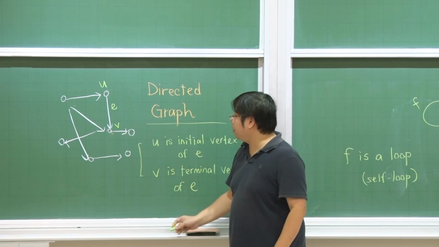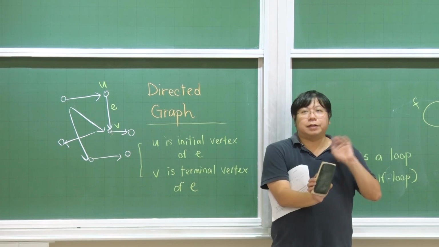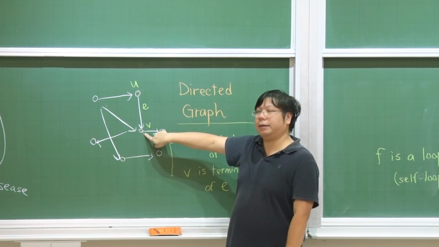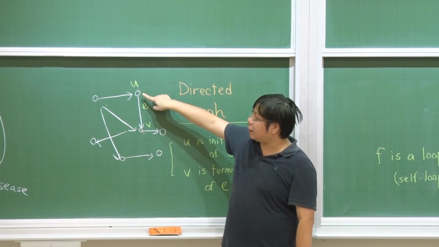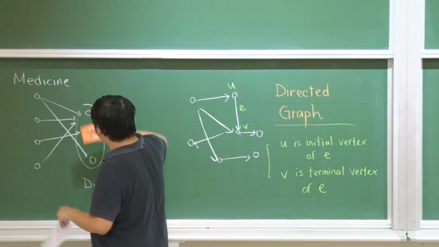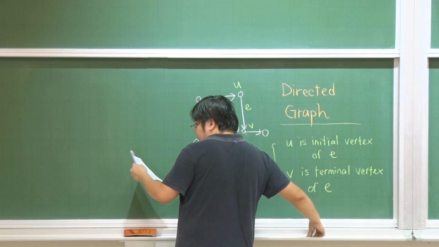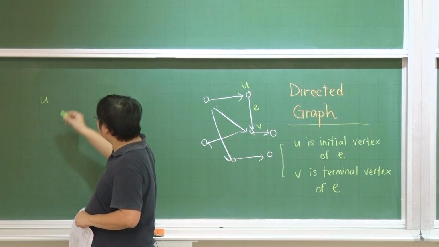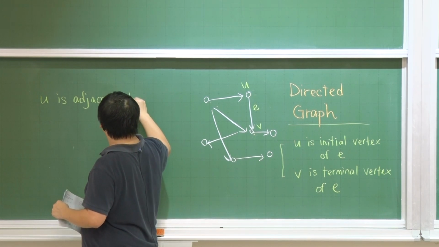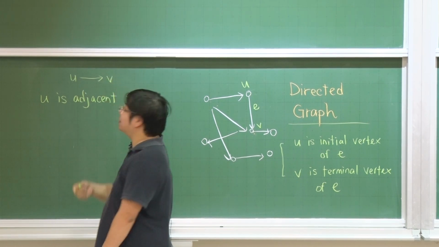We are not just calling them endpoints. They are still endpoints, but they have different roles. For a particular edge E, this is the starting point of E, and this is the ending point of E. This is called the initial vertex, and this is called the terminal vertex. So we say that U is adjacent to V. It is like U to V is an edge.